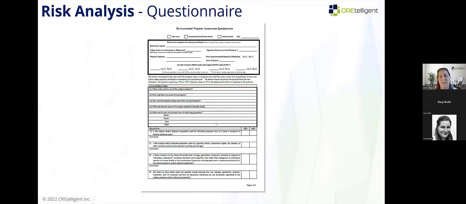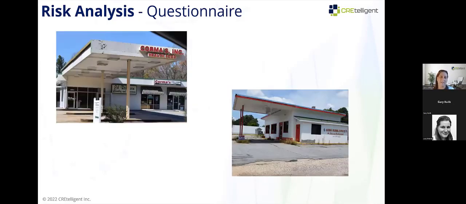It could be in the ASTM format. There's usually yes, no, you're asking for some information. Was there ever a high risk industry on site? And you get all no's. And then you see pictures that accompany your property that look like this.